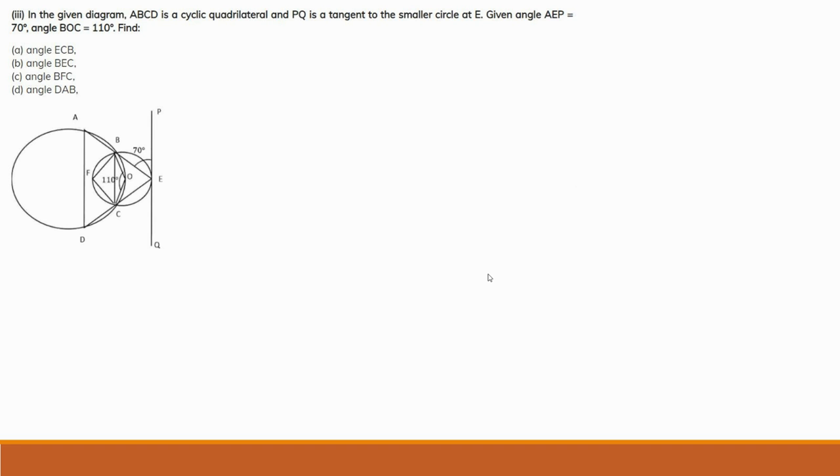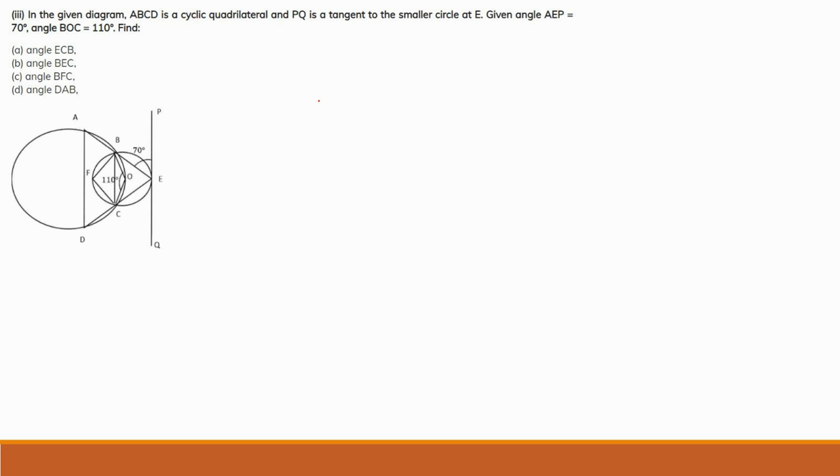Okay, so let's now move to the next one. In the given diagram, ABCD is a cyclic quadrilateral, and PQ is a tangent to the smaller circle at E. Given angle AEP equals 70 degree, angle BOC is 110 degree. Find angle ECB.